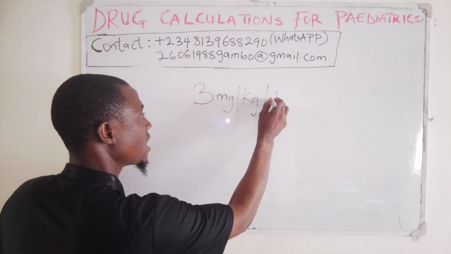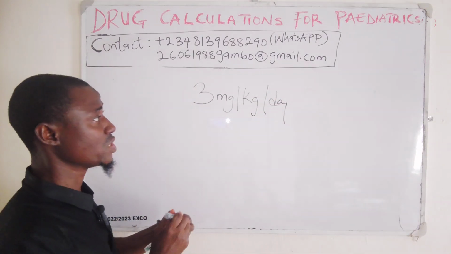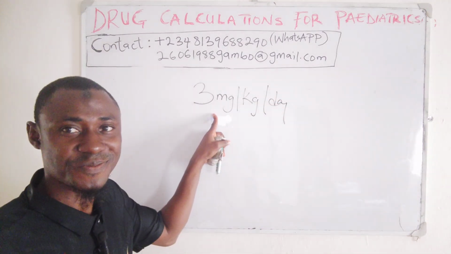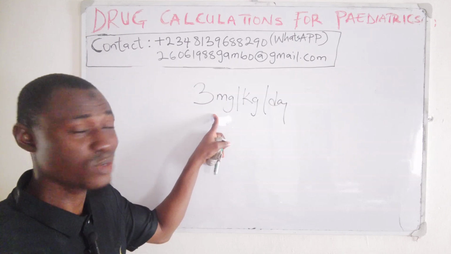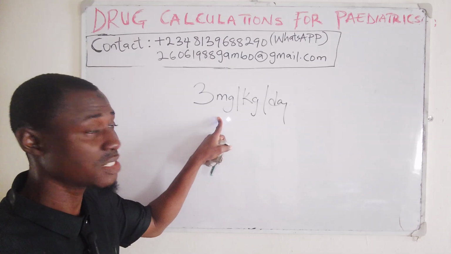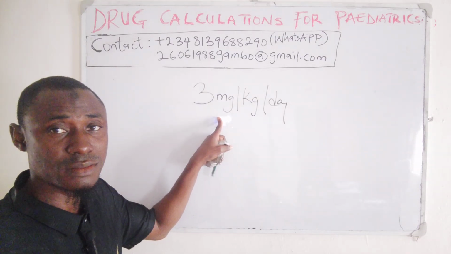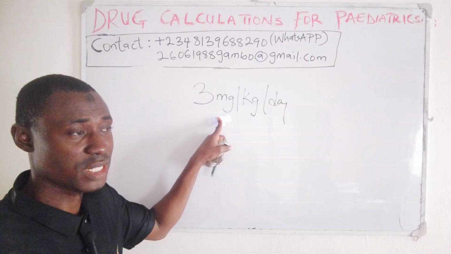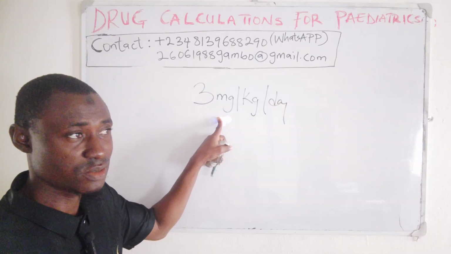Sometimes you see per day. So this is how you will see the prescription. So what does this mean? Of course, if you are familiar with this, it's a very, very easy method to get the dose that you administer to the child.